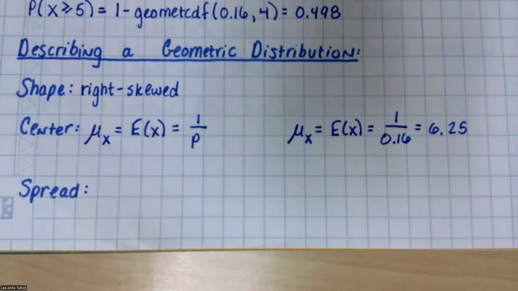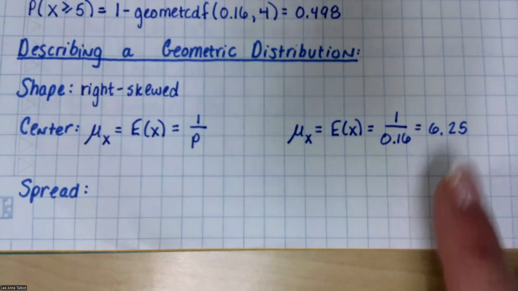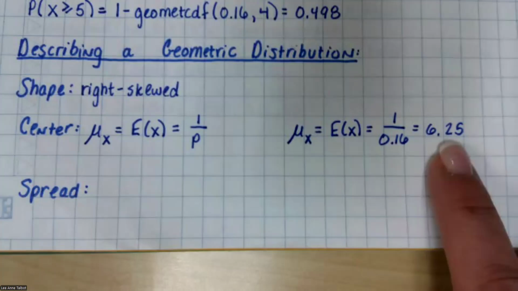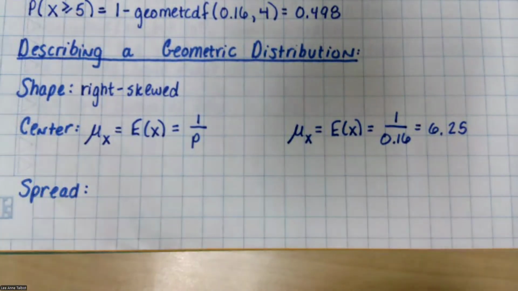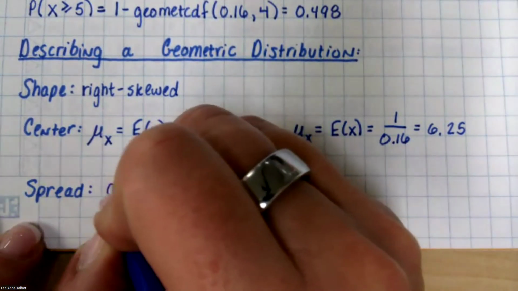Okay, so geometric, remember it means first. So you're expecting to find your first disease tree at about 6.25 trees in. Notice that this is not a possible answer because it's over time. You just got to let that go. Okay. Now spread. Different formula for standard deviation.